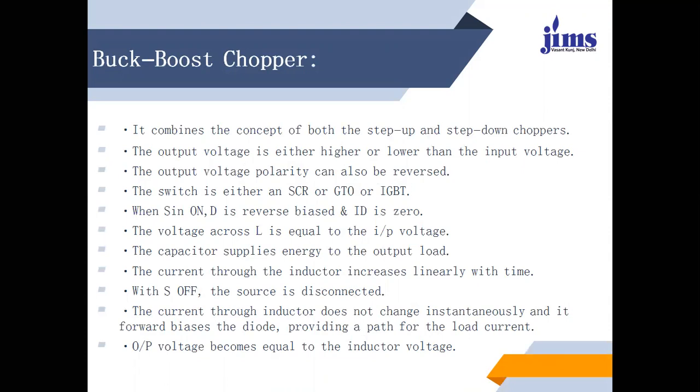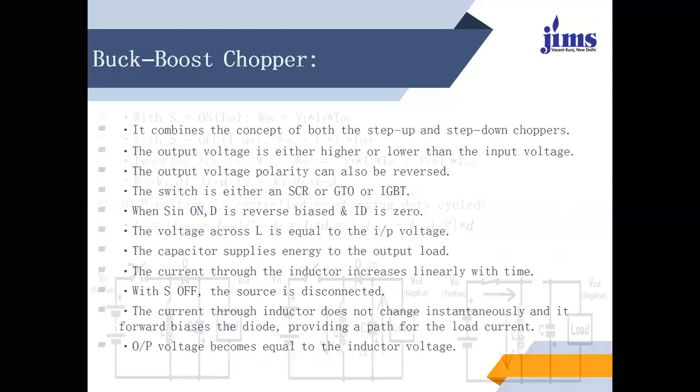When S is on, D is reverse biased and ID is 0. The voltage across the inductance is equal to the input voltage. The capacitor supplies energy to the output load. The current through the inductor increases linearly with time. With S off, the source is disconnected. The current through the inductor does not change instantaneously and it forward biases the diode, providing a path for the load current. Output voltage becomes equal to the inductor voltage.